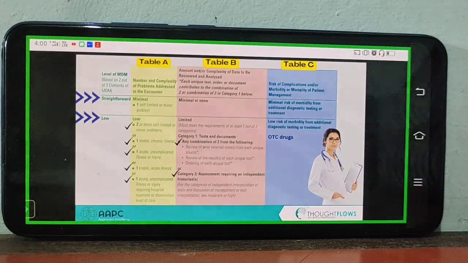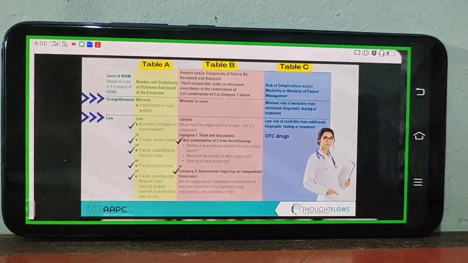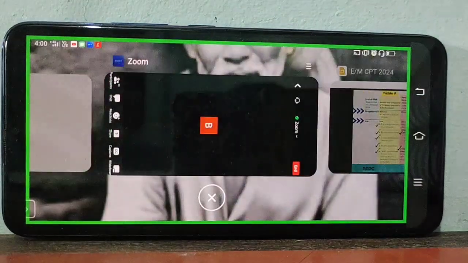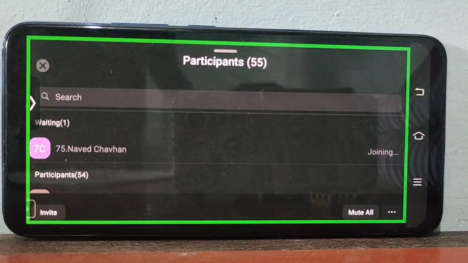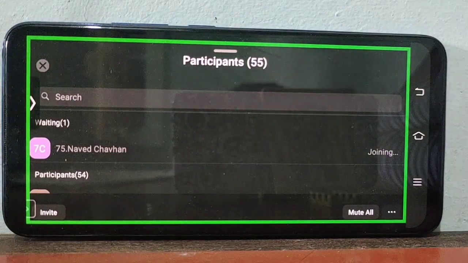Yes, ma'am. Actually, I admitted him 15 minutes ago. Chavan, I admitted him 15 minutes ago. Till now, he has not been able to join.